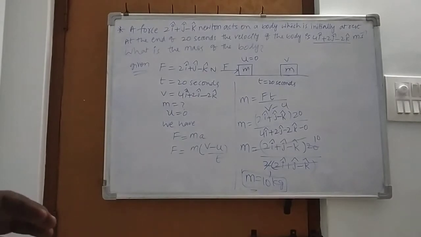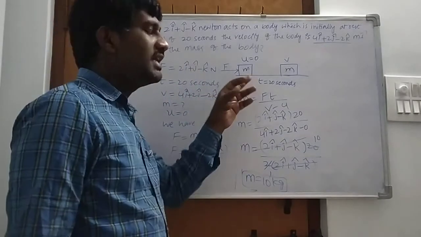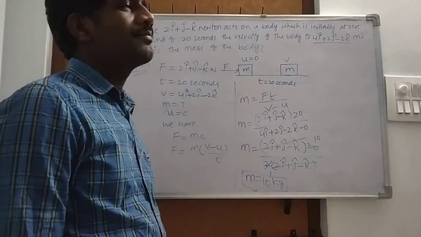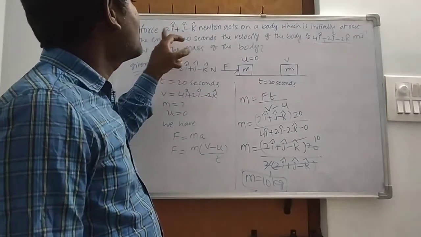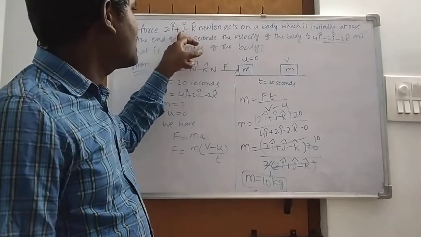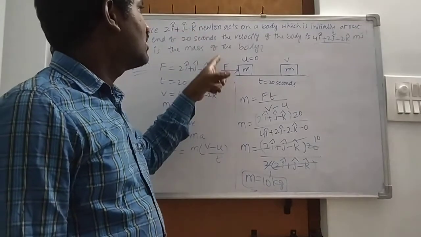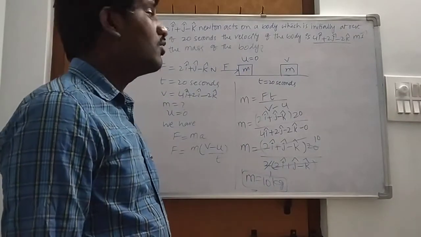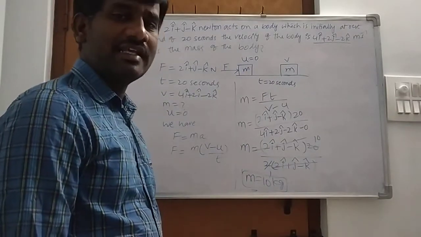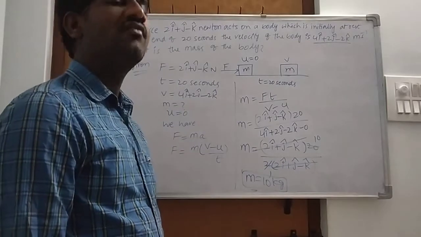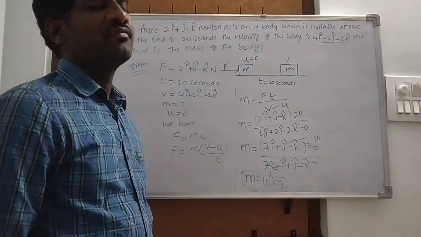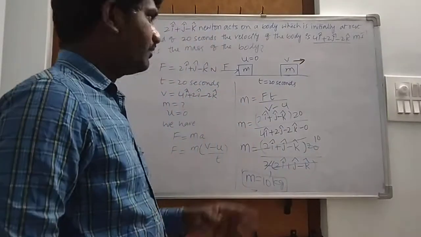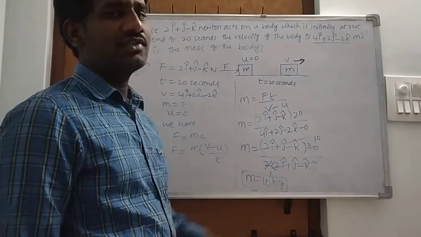So what do you observe from this? There is a body at rest, u is equal to 0. What is the mass of the body? m. A force acts. What is the force? 2i plus j minus k Newtons. Force acts on the body. A body first at rest, now if the force acts on the body, will it be at rest? No. It moves with a certain velocity. What is the velocity? V. That velocity is this, in what time? t is equal to 20 seconds.